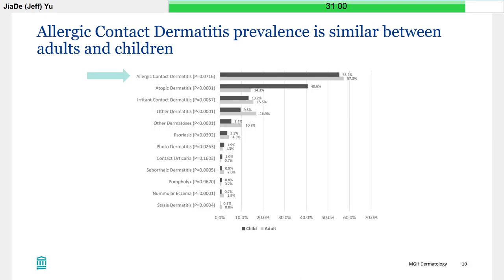In one of the studies that looked at several thousand children, comparing them to adults, you can see that the prevalence of allergic contact dermatitis is about 55.2% in children and 57.3% in adults in a referred population for patch testing. However, atopic dermatitis differed quite a bit. Atopic dermatitis was seen in about 40% of children who were referred for patch testing and only 14% of adults, going to show that something we all intimately understand is that atopic dermatitis is far more prevalent in children than it is in adults.